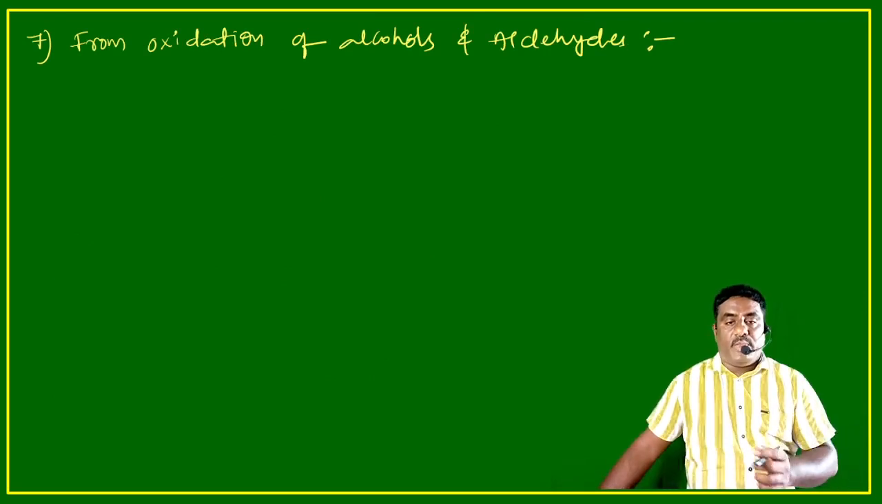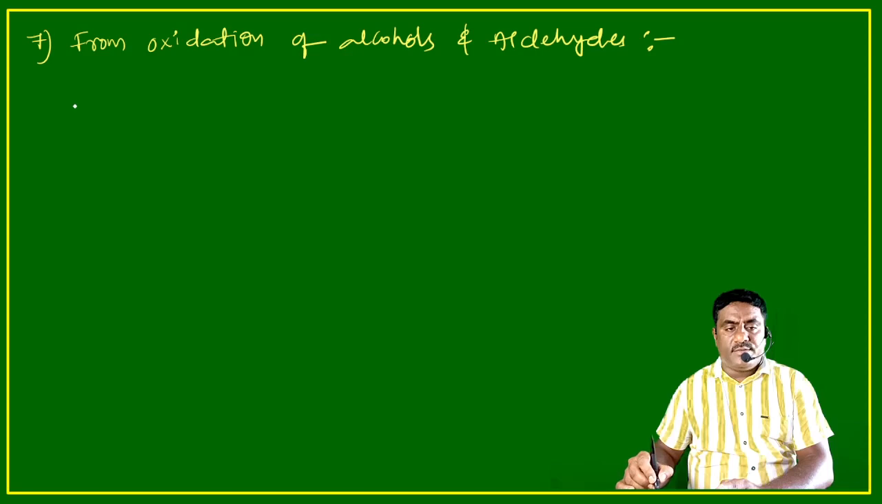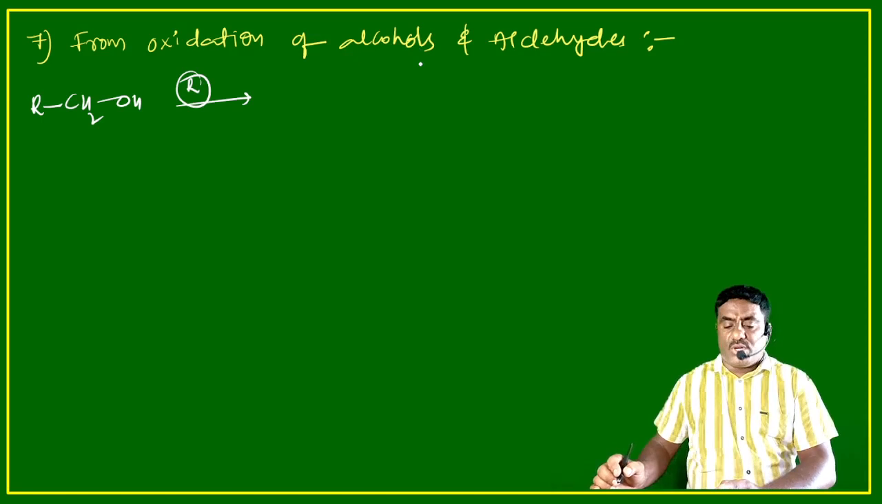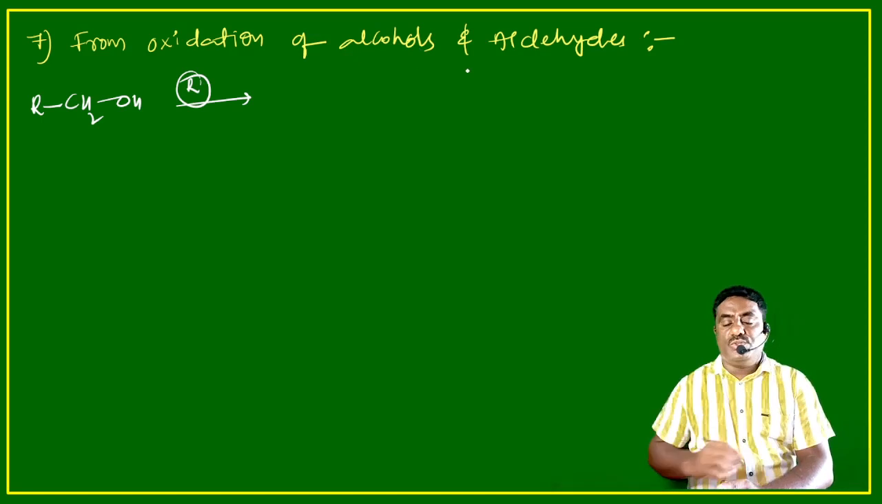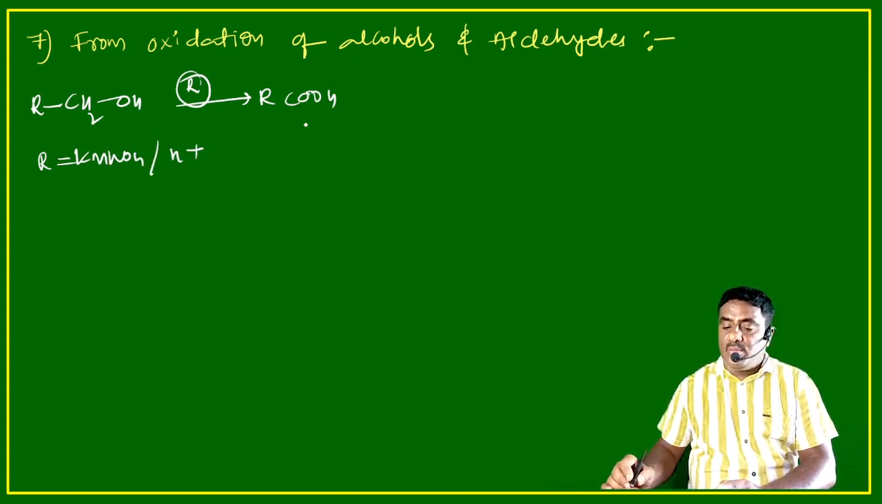Next is from oxidation of alcohols and aldehydes. Alcohol, its formula, RCH2OH, in presence of reagents. What are the reagents? Potassium permanganate in acid medium, potassium dichromate in acid medium, neutral medium and basic medium, and concentrated HNO3. It gives carboxylic acid. One reagent is KMnO4 in acidic medium.